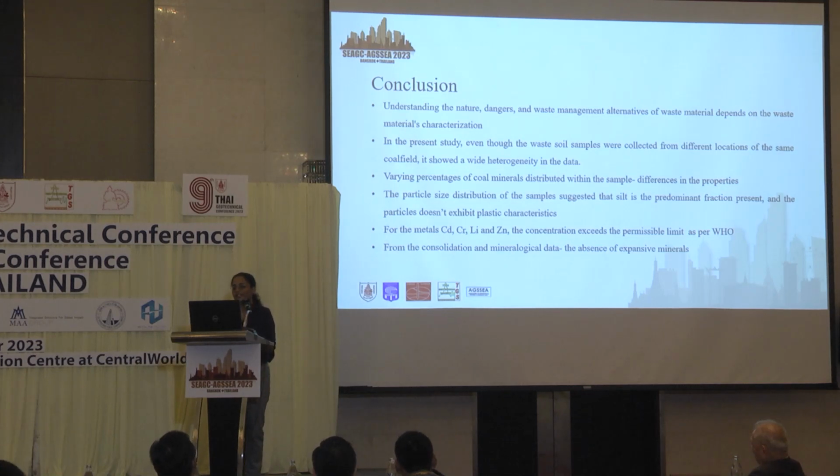Conclusion: understanding the nature, danger, and waste management alternatives of waste material depends on the waste material's characterization. In the present study, even though the waste soil samples were collected from different locations of the same coal field, they showed a wide heterogeneity in the data. The varying percentage of coal may be because of the varying concentration of the coal mineral distributed within the sample. The particle size distribution of the sample suggested that silt is the predominant fraction present and the particles do not exhibit plastic characteristics.